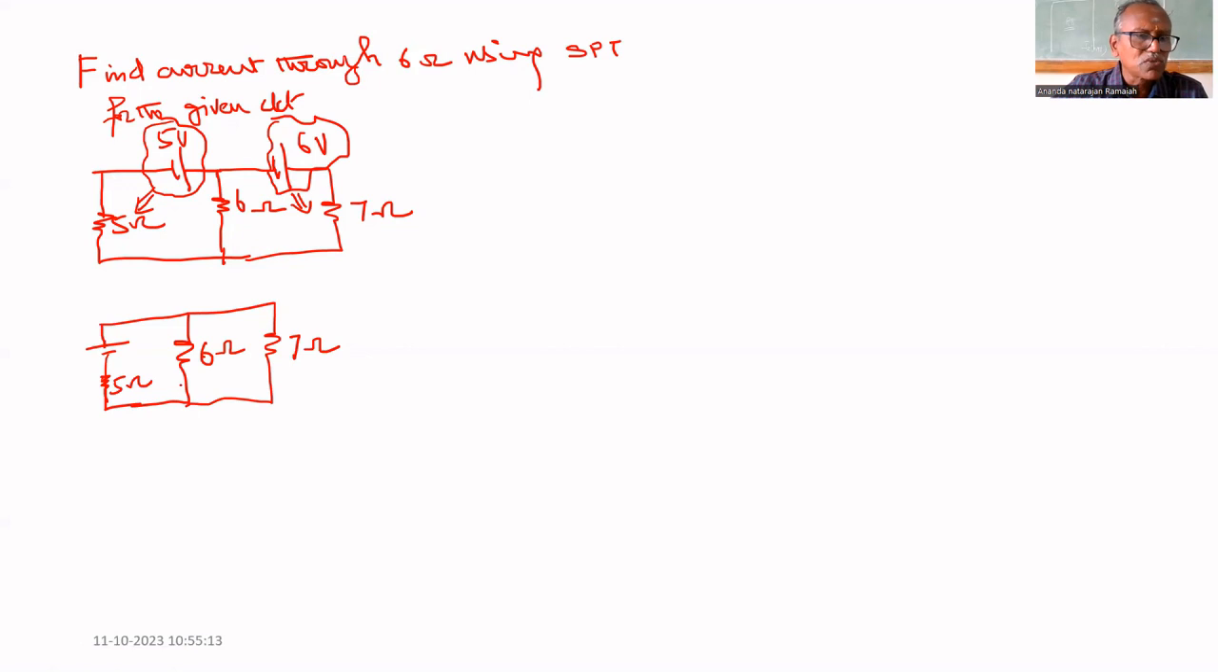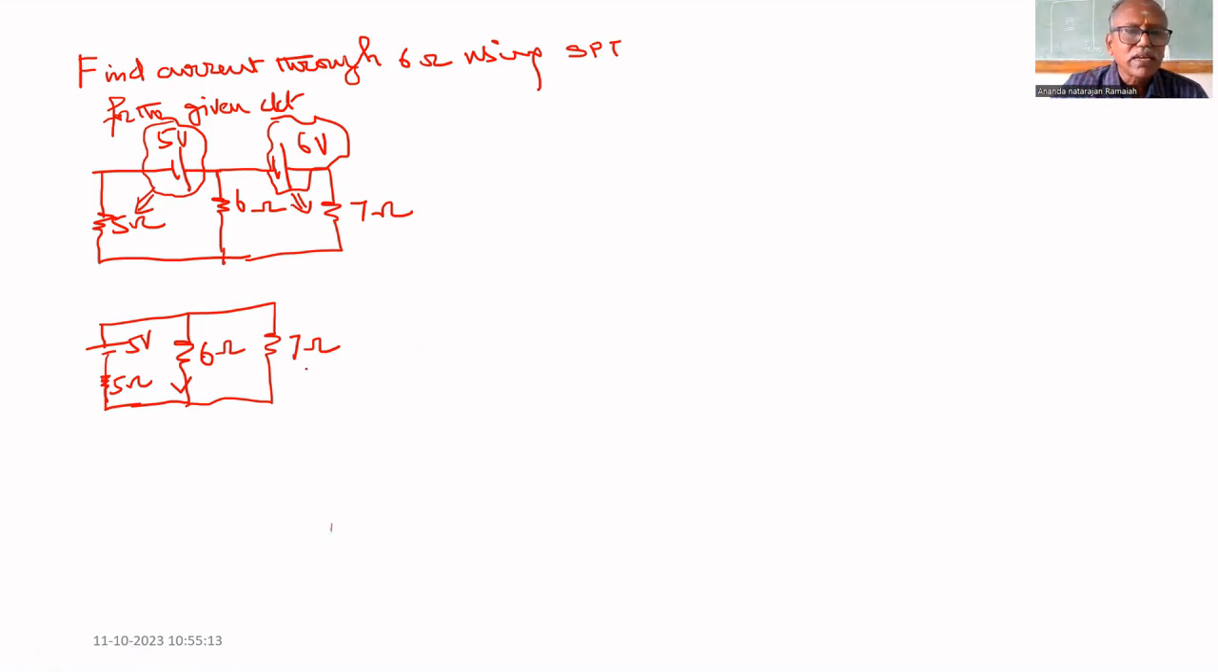Now we have to find the current through 6 ohm. Here we can simplify the circuit by considering these 2 resistances are in parallel. So we have to find the equivalent resistance. How to calculate? 6 x inverse plus 7 x inverse, then again press x inverse. Equivalent resistance how much? 3.23. Am I correct?